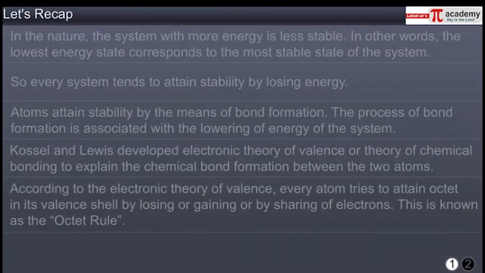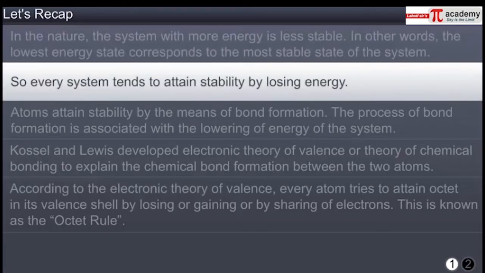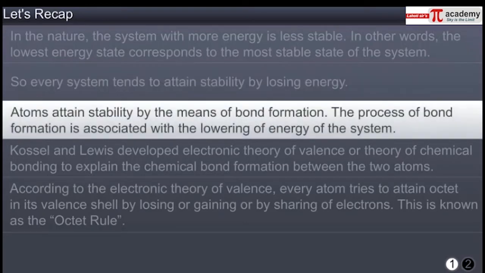You have come to the end of this lesson. In this module, you learned that in nature, the system with more energy is less stable. In other words, the lowest energy state corresponds to the most stable state of the system. So, every system tends to attain stability by losing energy. Atoms attain stability by means of bond formation. The process of bond formation is associated with the lowering of energy of the system.